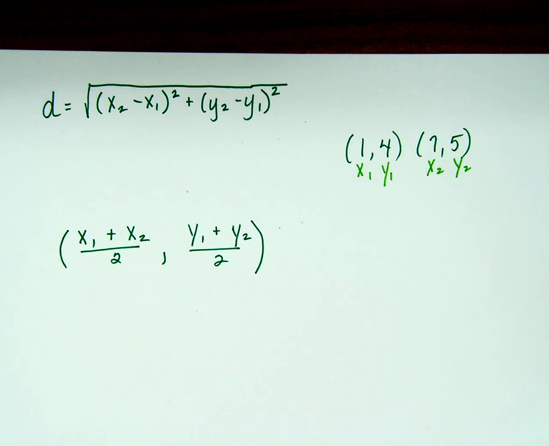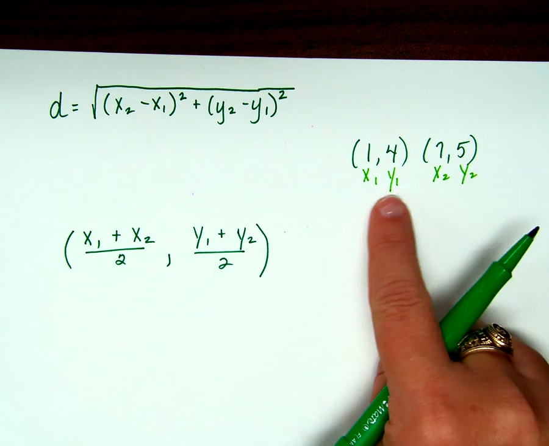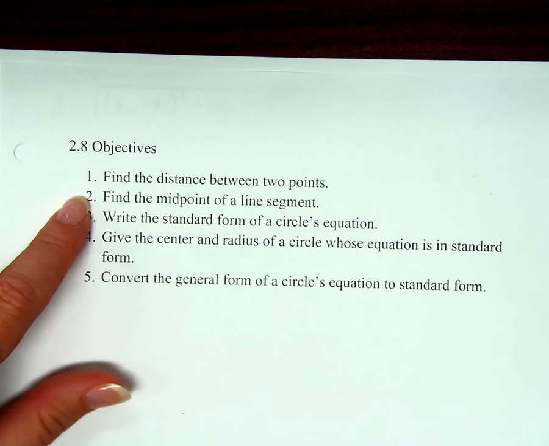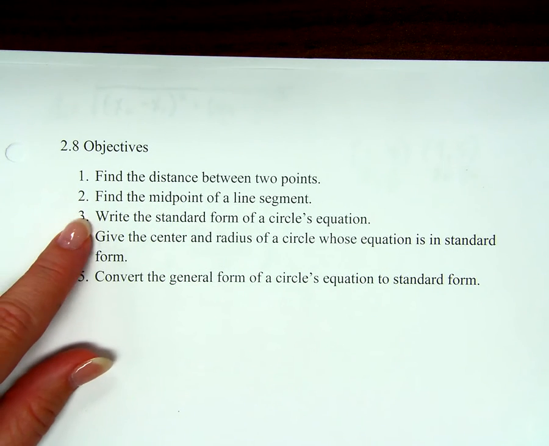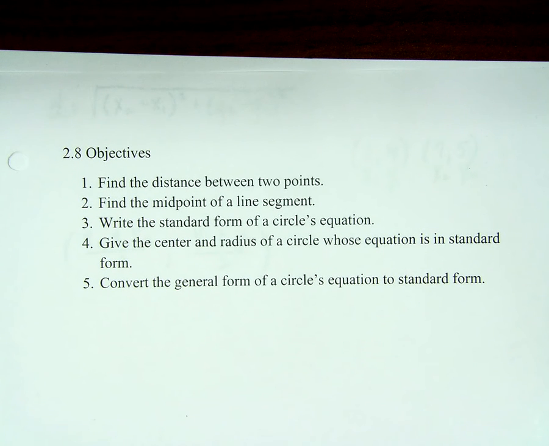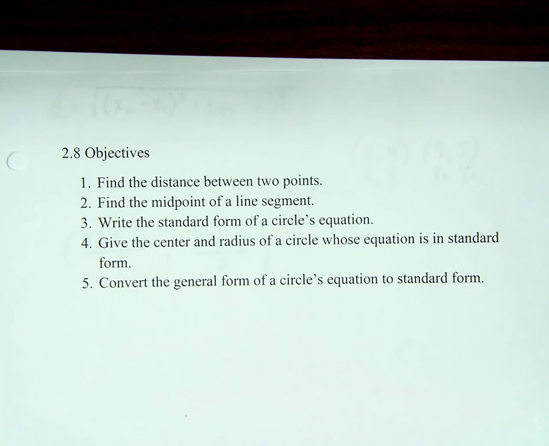Again, any questions about this? Same kind of thing. If you're having trouble, label your points so you know what goes where. So that takes care of our first two objectives, finding the distance between 2 points and finding the midpoint of a line segment. Again, I didn't show this to you, but I will be happy to if you would like to see them. No? Okay.